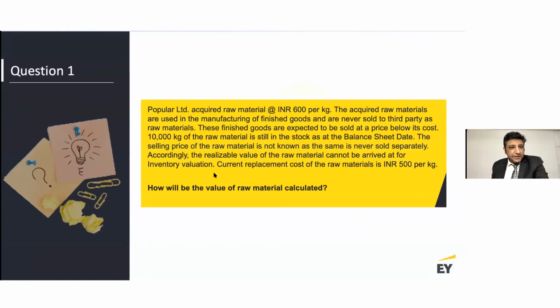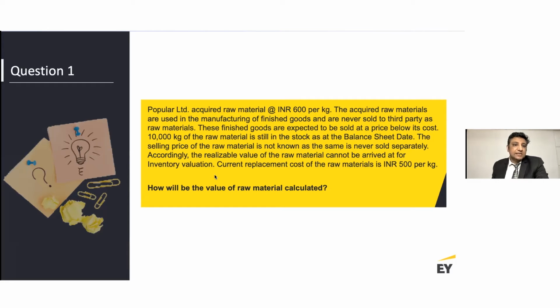We are provided with this information which says that Popular Limited acquired raw materials at the rate of 600 rupees per kg. The acquired raw materials are used in the manufacturing of finished goods and are never sold to third party as raw materials. These finished goods are expected to be sold at a price below cost. 10,000 kgs of raw material is still in the inventory as at balance sheet date. The selling price of raw material is not known as the same is never sold separately. Accordingly, the realizable value of raw material cannot be arrived at for inventory valuation. Current replacement cost of raw materials is 500 rupees per kg.